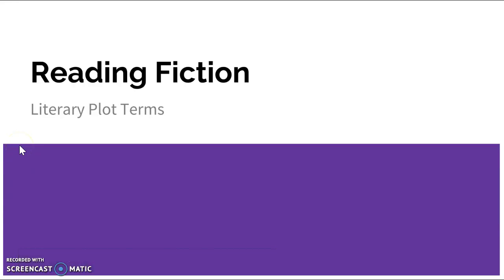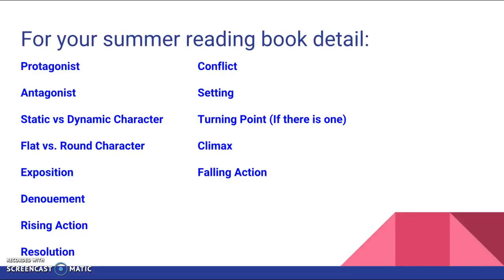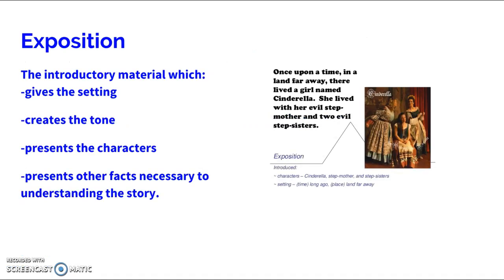Welcome. So in this video, we're going to be talking about reading fiction and just looking for some key plot terms. So we'll be looking to find a whole bunch of them: protagonist, antagonist, looking at characters that are static or dynamic, flat characters, round characters, looking at the exposition, the denouement, rising action, resolution, conflict. Check out the setting, turning points, climax, and falling action. So let's go through and we'll see some examples.